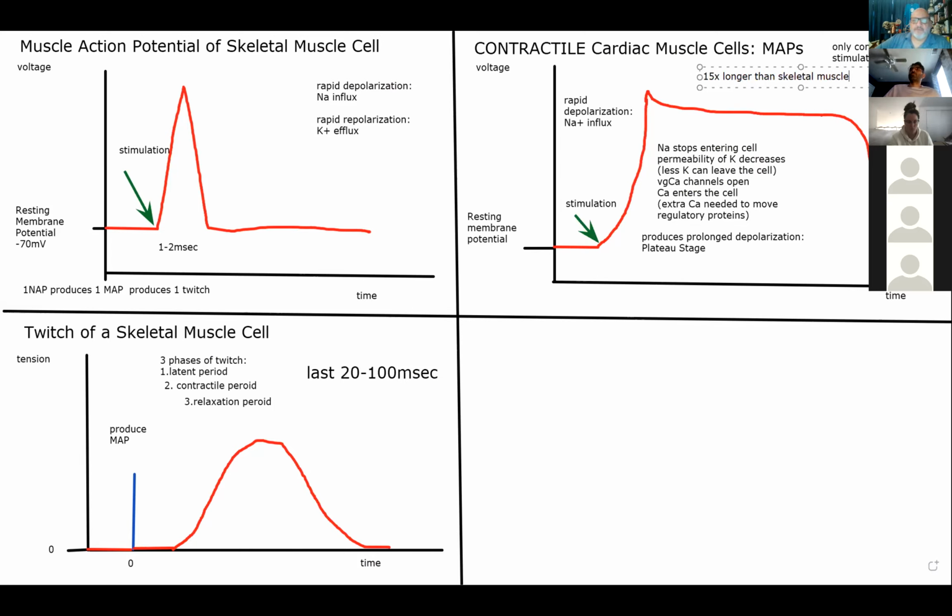So not surprisingly, a longer depolarization is going to produce a longer twitch. And so that's what we can look at next. And what causes the potassium to be less permeable? There are specific potassium channels that close during that period of time, and you don't need to know what those channels are or why they close. Just know that the permeability decreases.